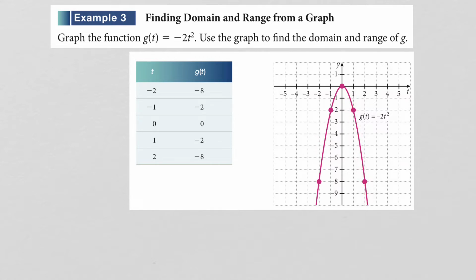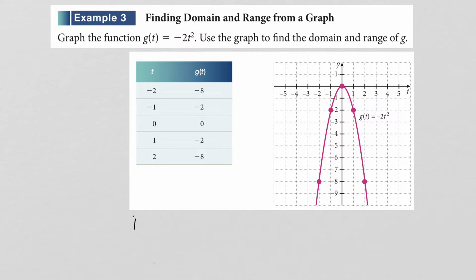Now, it also says use the graph to find the domain and range of the function g. So let's talk about that. The domain is the set of all of the values of t that you are allowed to plug into the function. So let's think about this. From an algebraic point of view, you can see that you can plug in any value of t that you want.